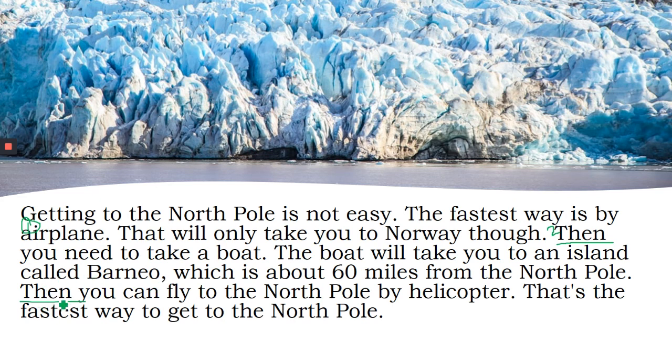Then I see that my other transition word here tells me step 3. Then you can fly to the North Pole by helicopter. So what I see is that there are 3 steps to get to the North Pole. They're not easy steps. Step number 1 was that I had to take an airplane to Norway. Step number 2 is that I needed to take a boat to Borneo, which is 60 miles from the North Pole. And step number 3 is that I can fly to the North Pole by helicopter. Just like in our paragraph about polar bears, we don't need exactly every single sentence in order to find sequence, but we do need most of them. All right, so let's do one more practice together.